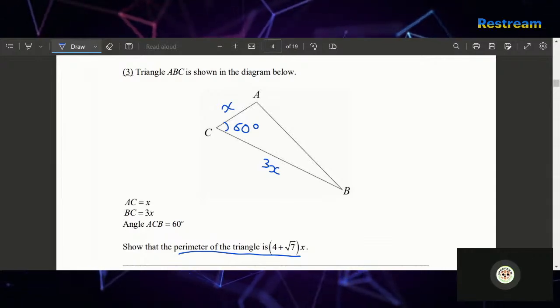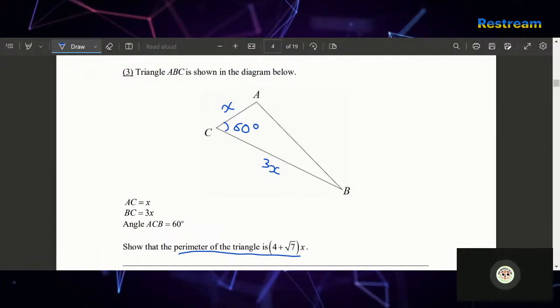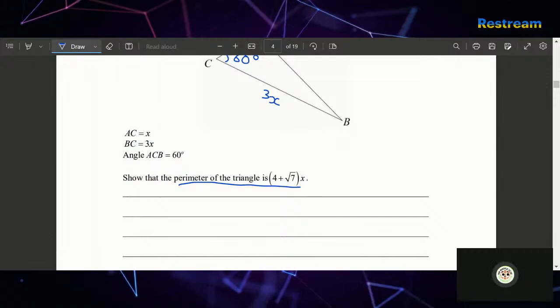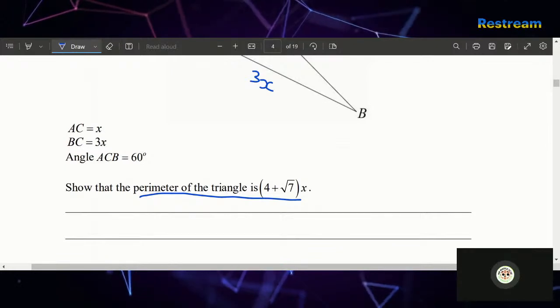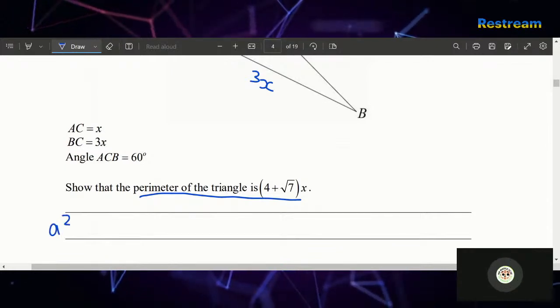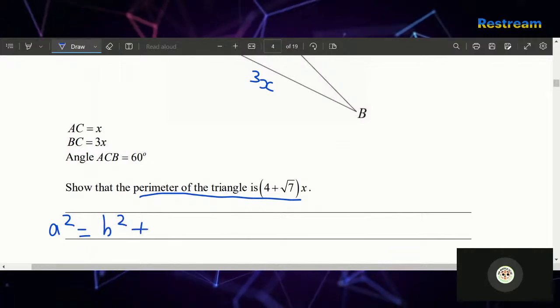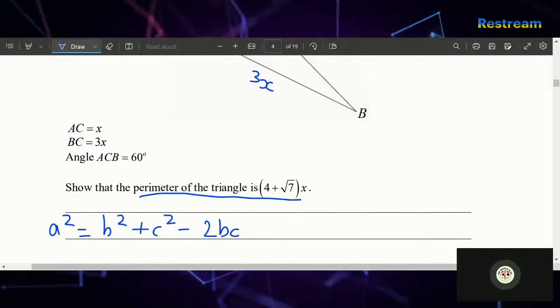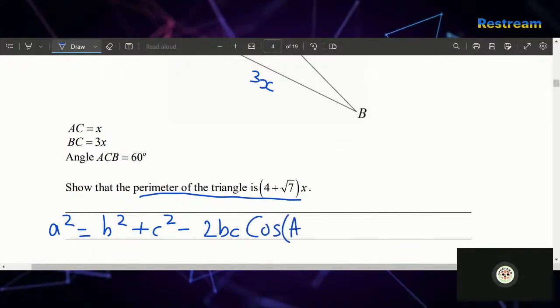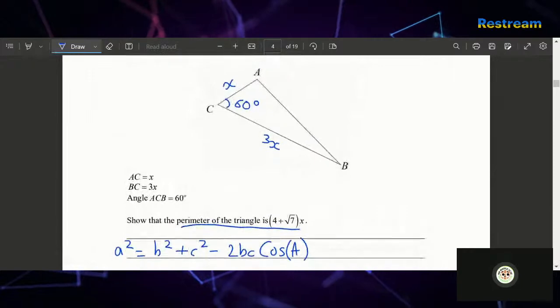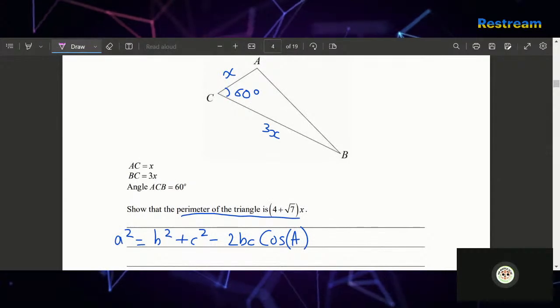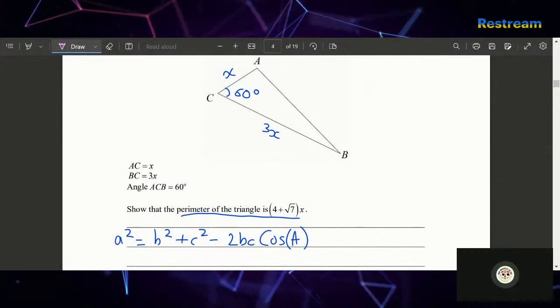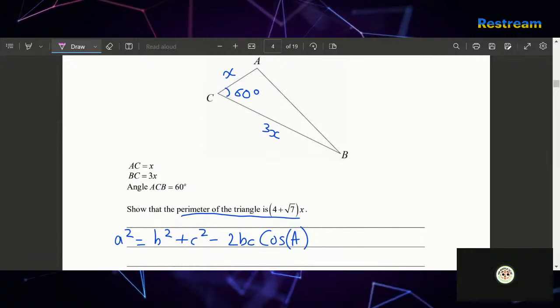This is not a right-angled triangle, so the only way we can find side AB is using the cosine rule. There are two forms of the cosine rule, but we'll be using the form for sides: a squared is equal to b squared plus c squared minus 2bc cos A. These letters might look scary at first, so let's assign them. The lowercase letters are the sides and the uppercase letters are the angles.